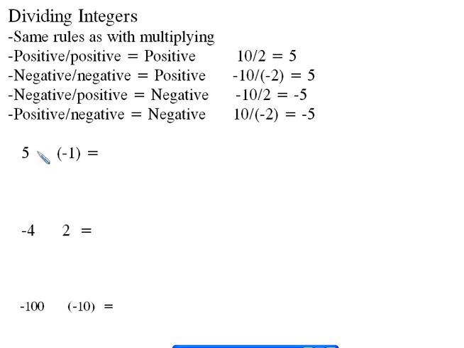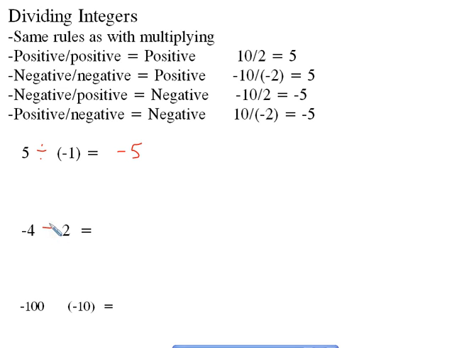So if I'm going to divide this number here, 5 divided by negative 1, I'm asking how many times does negative 1 fit into 5? Well, it doesn't really, because it's a negative number. So what we do is we say how many times does 1 go into 5? It goes in 5 times. And then we take that negative sign and say, well, it goes in negative 5 times.